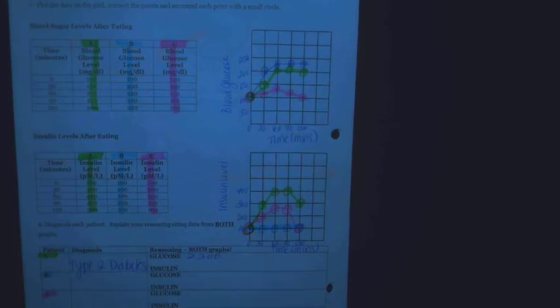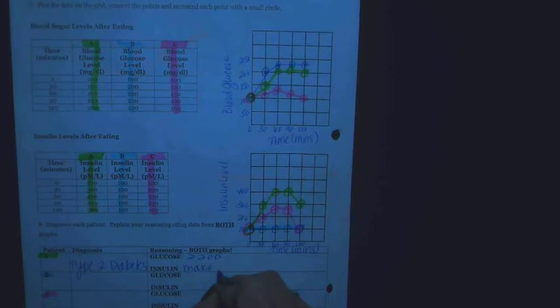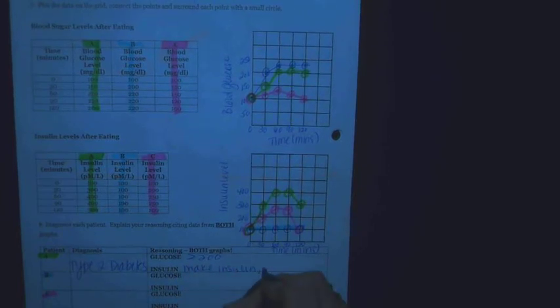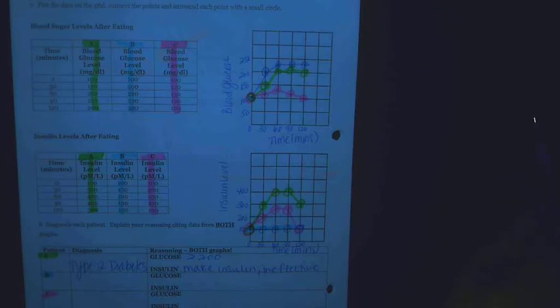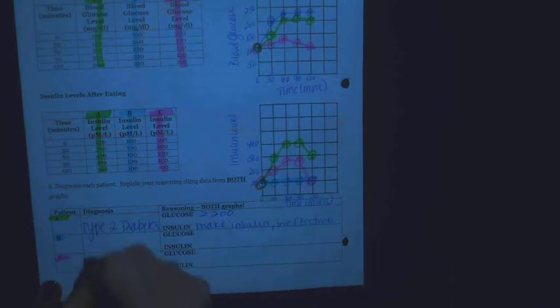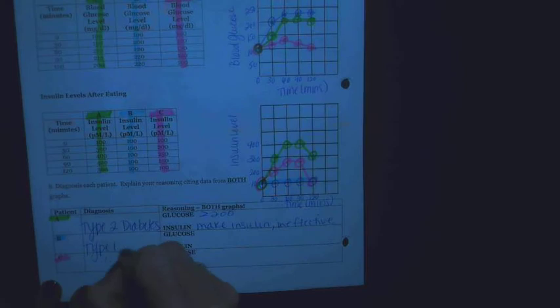But if I look at patient A, what I'm going to say is that they are capable of making insulin. It's the green line. And then over here, their glucose level, though, goes above 200, right? All the way up to 210. This person is going to have type 2 diabetes. And you want to be able to take information from both the glucose and the insulin graph. In this case, their glucose level's over 200, and their insulin, they do make it, but their insulin is ineffective. It does not lower their blood glucose level.